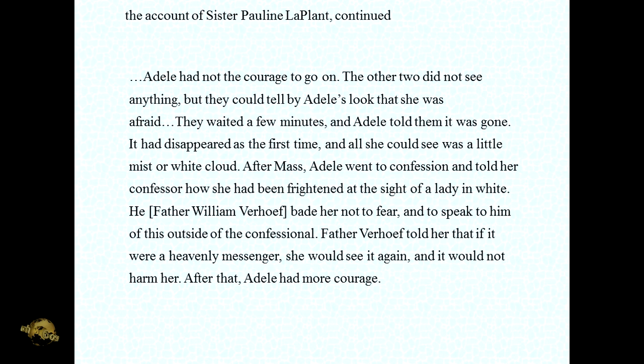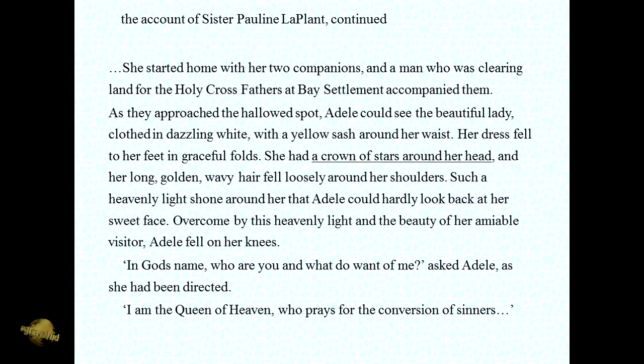Okay, so now here's one of the later visions. She started home with her two companions, and a man who was clearing land for the Holy Cross Fathers at Bay Settlement accompanied them. As they approached the hallowed spot, Adele could see the beautiful lady, clothed in dazzling white, with a yellow sash around her waist. Her dress fell to her feet in graceful folds. She had a crown of stars around her head, and her long golden wavy hair fell loosely about her shoulders.